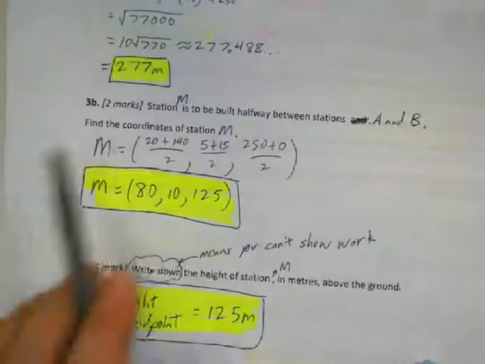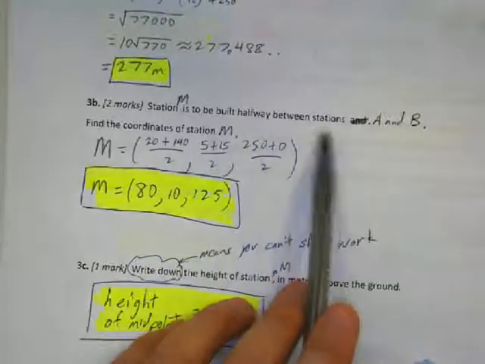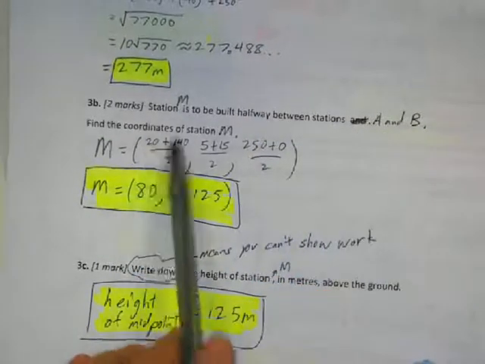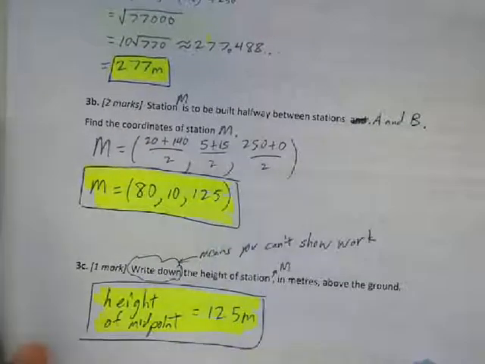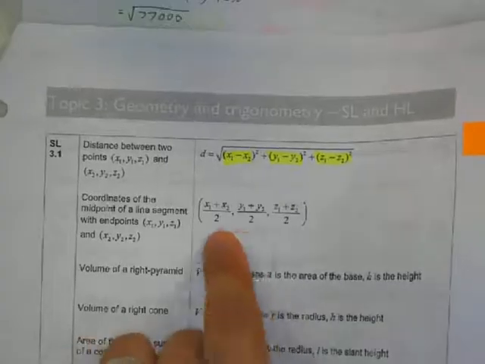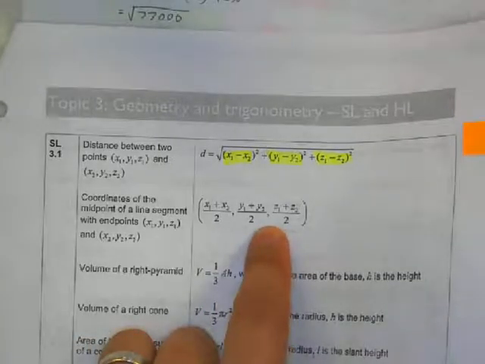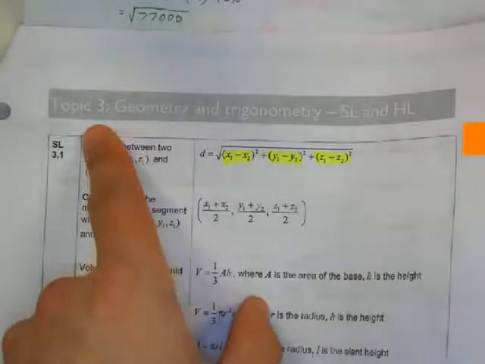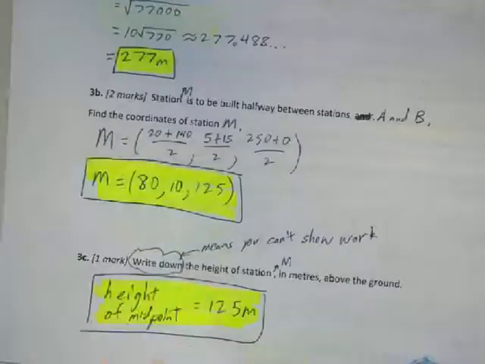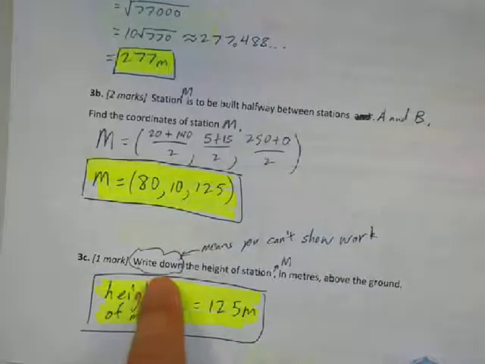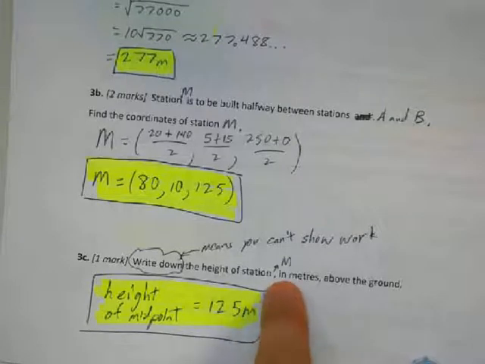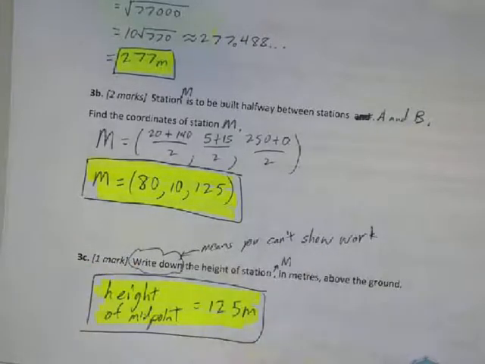Okay, station M is halfway between points A and B. So I used the midpoint formula in order to figure that out. Once again, the midpoint formula is in the topic 3 page of the formula packet. And then write down the height of the station. So the height of the station is the z-value. Whenever you see the words write down, that means you don't have to show any work. You just have to write down the answer.